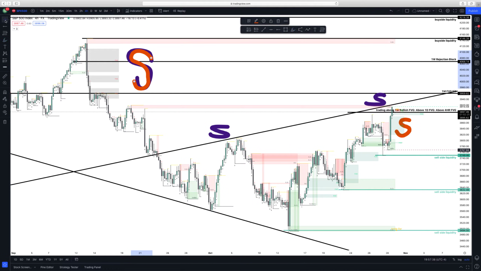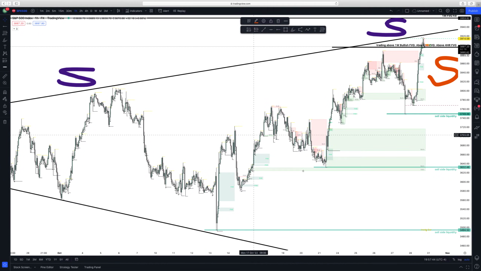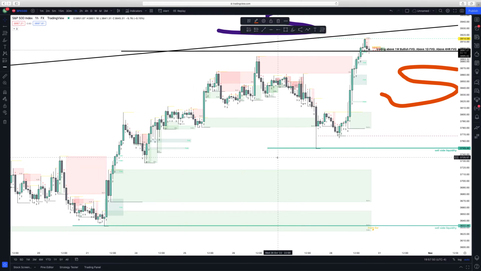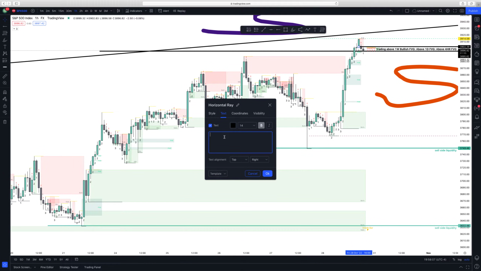So going down to the lower time frame, I don't really use the 2-hour time frame. I do use the 1-hour time frame. So on a 1-hour time frame, you guys can see it is also rejecting. So from the 1-hour time frame, I will put a line there. This is a line, and I'm going to add some details to this horizontal ray, and I'm going to put 1 hour below a bearish order block.